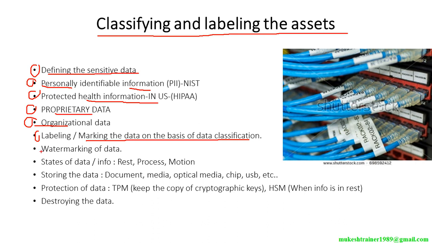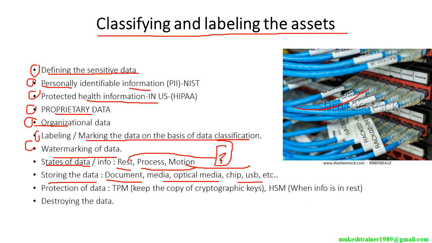So watermarking of data, states of data, like data at rest, data in process or motion. We will be talking about this in the coming slides. Data stored on the hard drive is called data at rest, and data in motion is data flowing through the networking cable. In upcoming slides we will be talking about storing the data: documents, media, optical media, chip, USB, what kind of storage technology we will be using, and protection of data, where there is a TPM chip, keeping a copy of the cryptographic key, and HSM when information is at rest, and destroying the data.